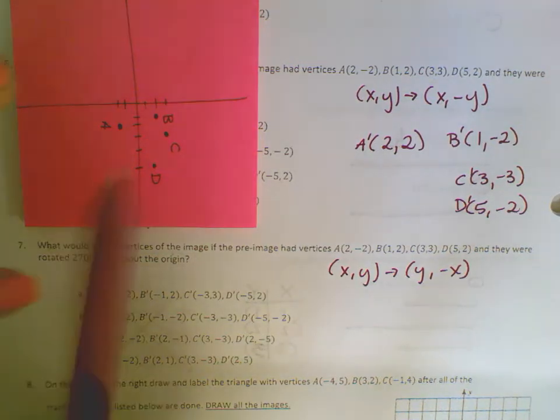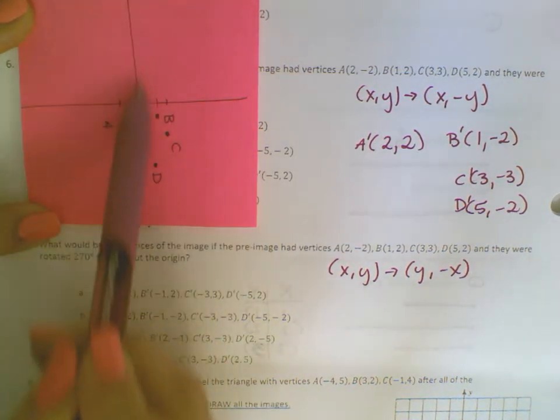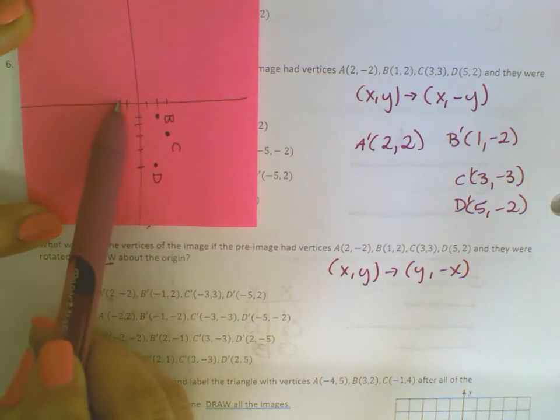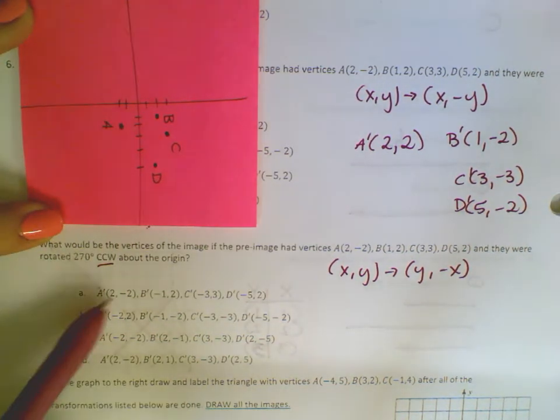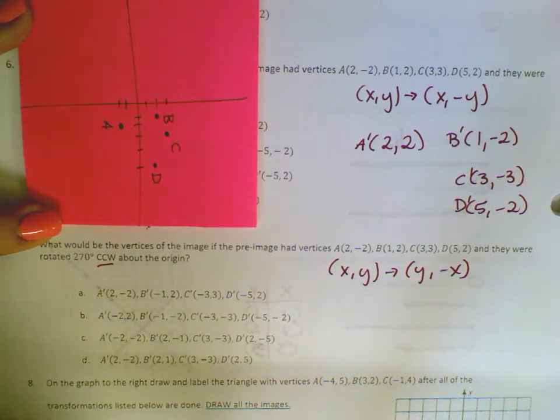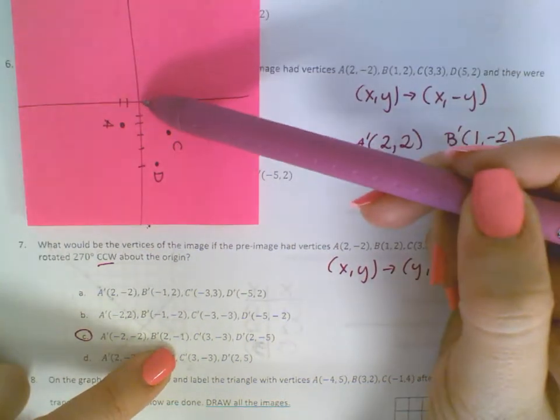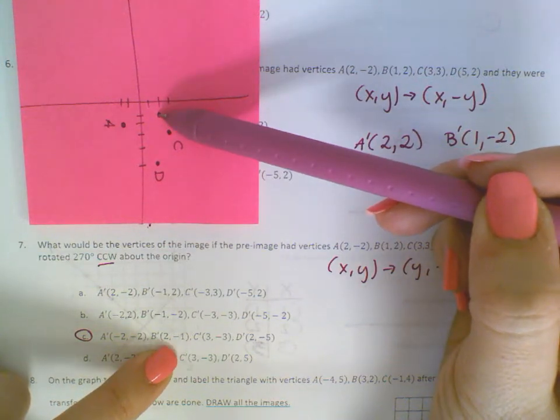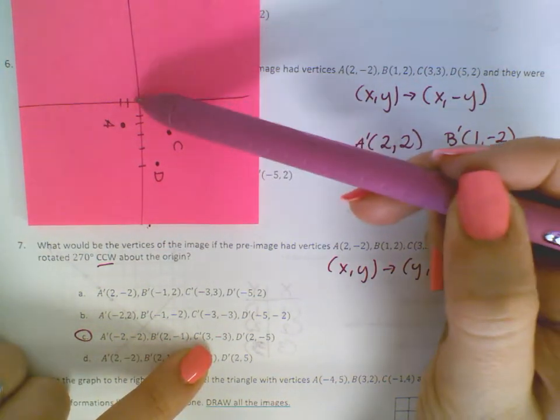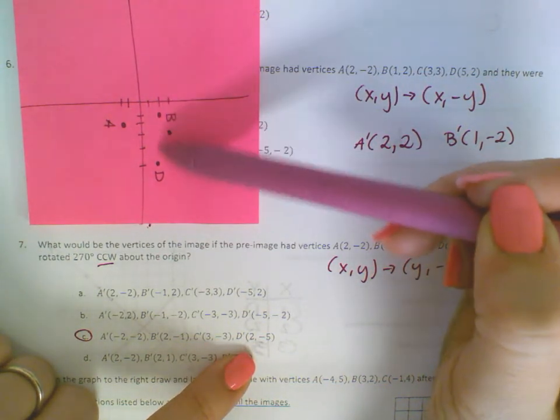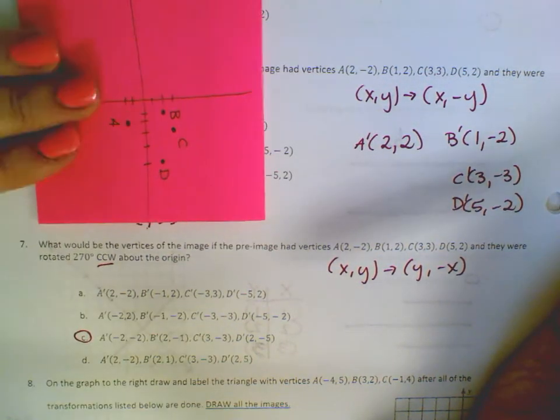Now, if I pretend like this is my x-axis and this is my y-axis, I can just say, okay, I know A is going to be at -2, -2. Looking at my options, there's only one A prime that has -2, -2, which would be C. But I can compare that with the rest of my coordinates. B would be at 2, -1. C prime would be at 3, -3. And D prime would be at 2, -5. So you can always graph it out that way.